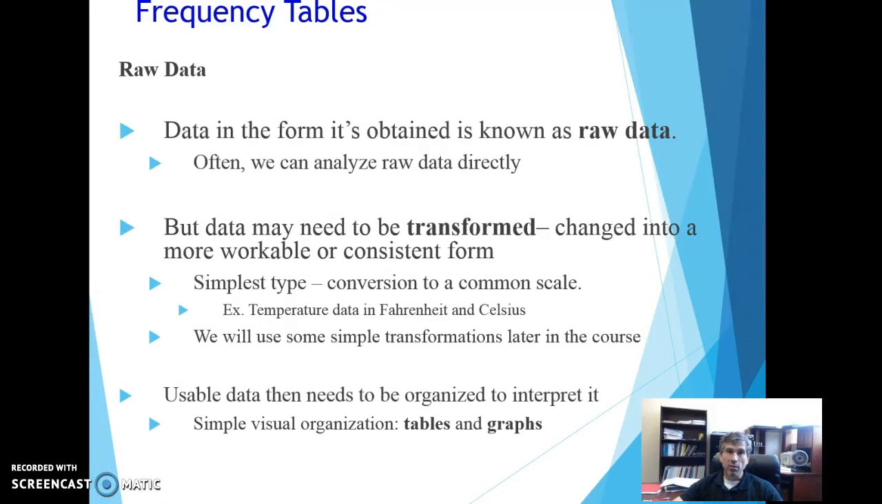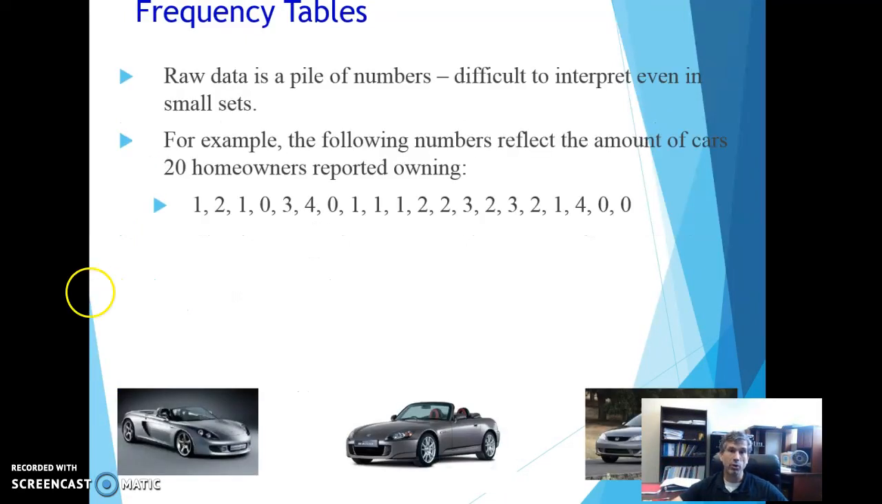So this involves simple visual organization. About the most basic thing we can do to organize information is to put it in a form that's easier to visually digest. That generally means either making a table or making a graph. We're going to learn about some common forms of both of those, but today we're going to focus on the tables. So again, raw data, we have a pile of numbers.